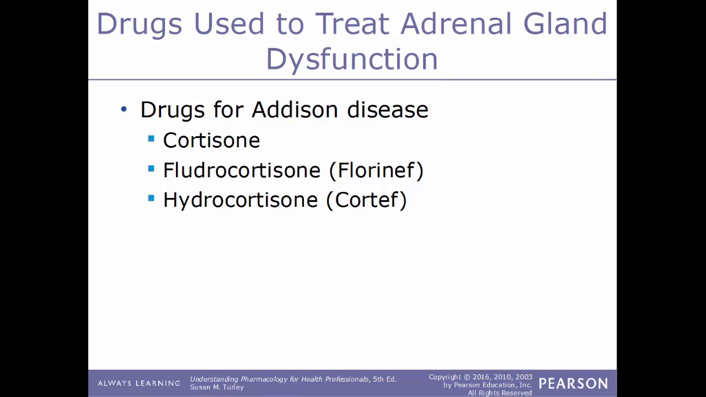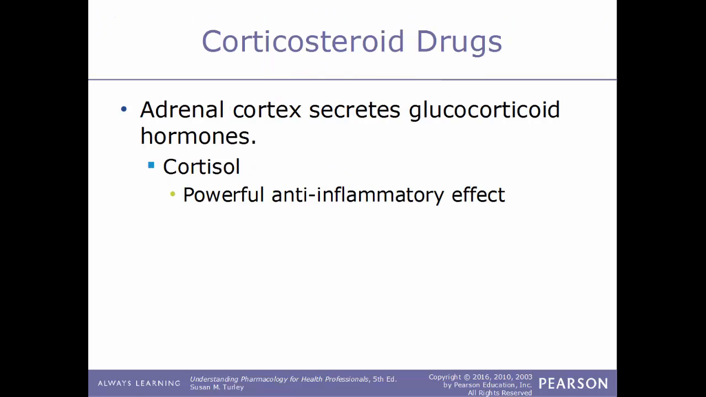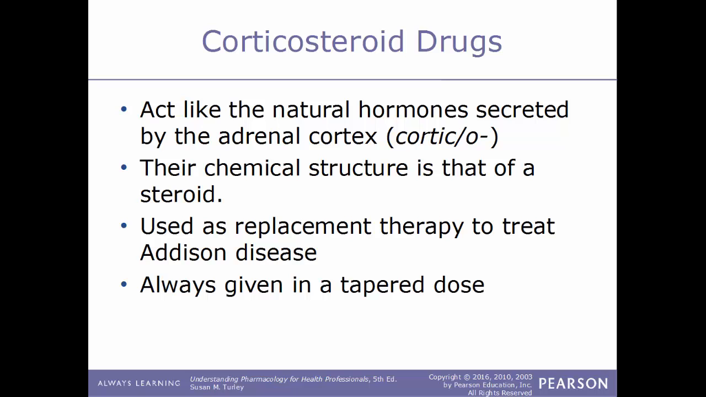Some drugs that could be used to treat Addison's disease include cortisone, fludrocortisone, also known by the trade name Florinef, and hydrocortisone, also known by the name Cortef. All right, now we'll talk about corticosteroid drugs. The adrenal cortex is what will secrete glucocorticoid hormones. An example of this is cortisol, which has a very powerful anti-inflammatory effect. These drugs act like the natural hormones secreted by the adrenal cortex, and their chemical structure is that of a steroid. So that's why you have the name corticosteroid, because it comes from the cortex and is a steroid in structure. These drugs are used as a replacement therapy to treat Addison's disease.